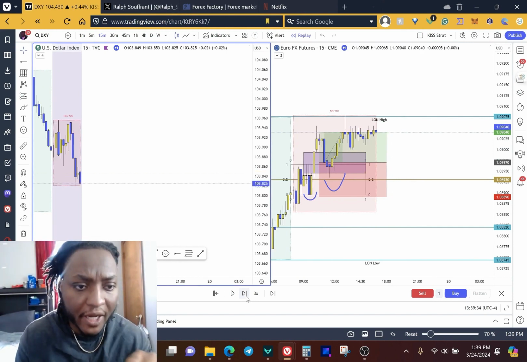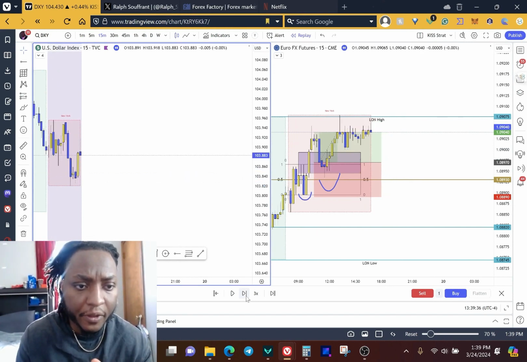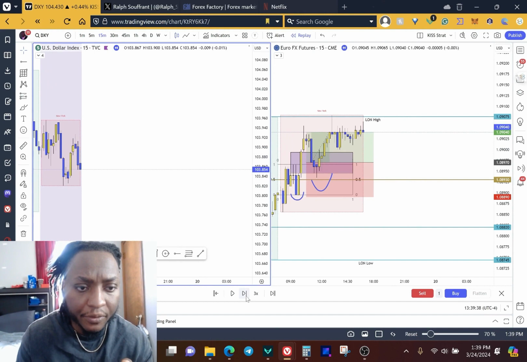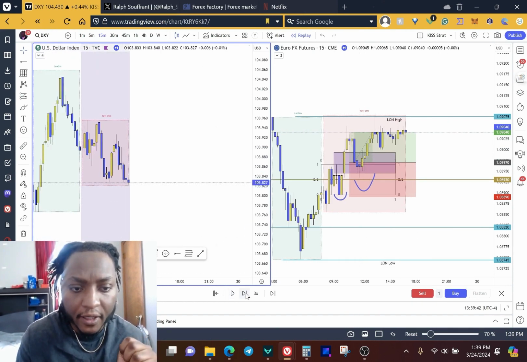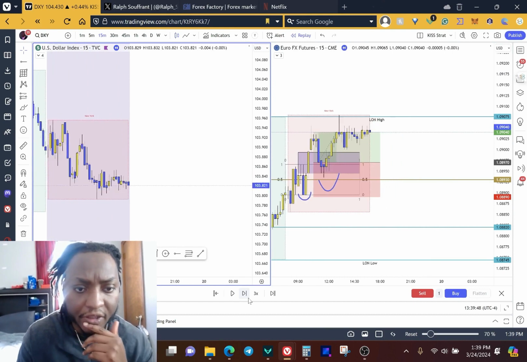And on DXY, pretty much similar. Price pulls back up into this fair value gap a little bit, and then it starts to reject and push lower, and then it kind of runs out of steam towards the end of the day. And yeah, that's pretty much the trade.